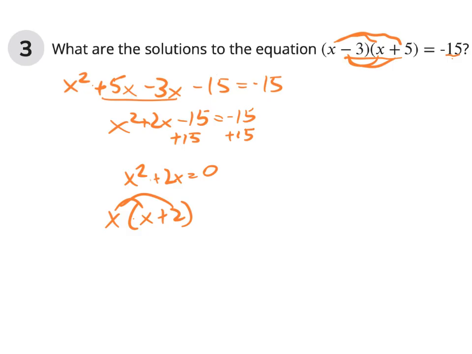When a number or letter is outside of a group, if you distribute, you'll get the previous term. So now I'm factoring out. Now I set x equal to 0, and then I set x plus 2 equal to 0, and subtracting 2 gives me x equals negative 2. So now I have two answers.